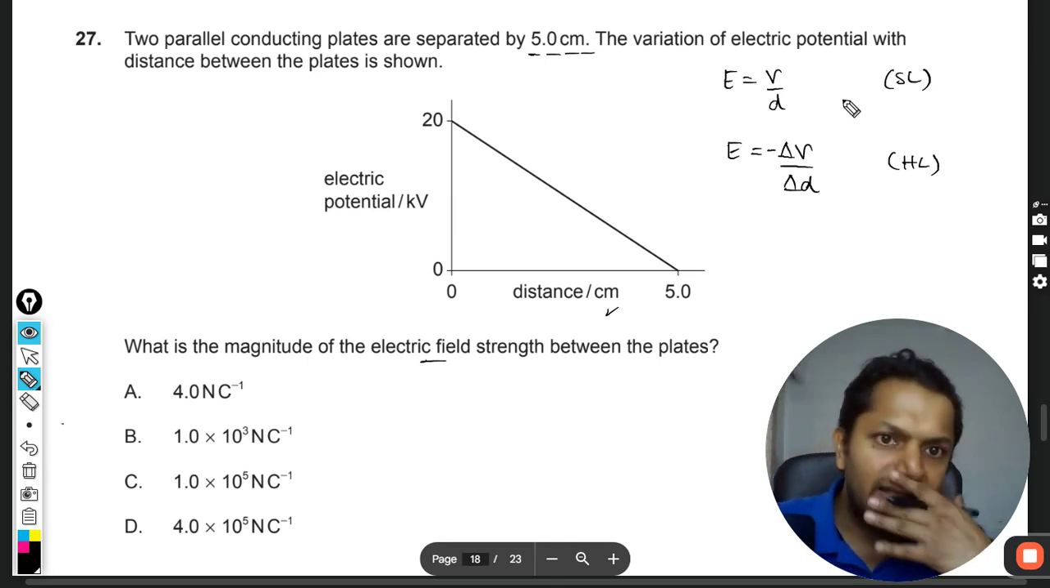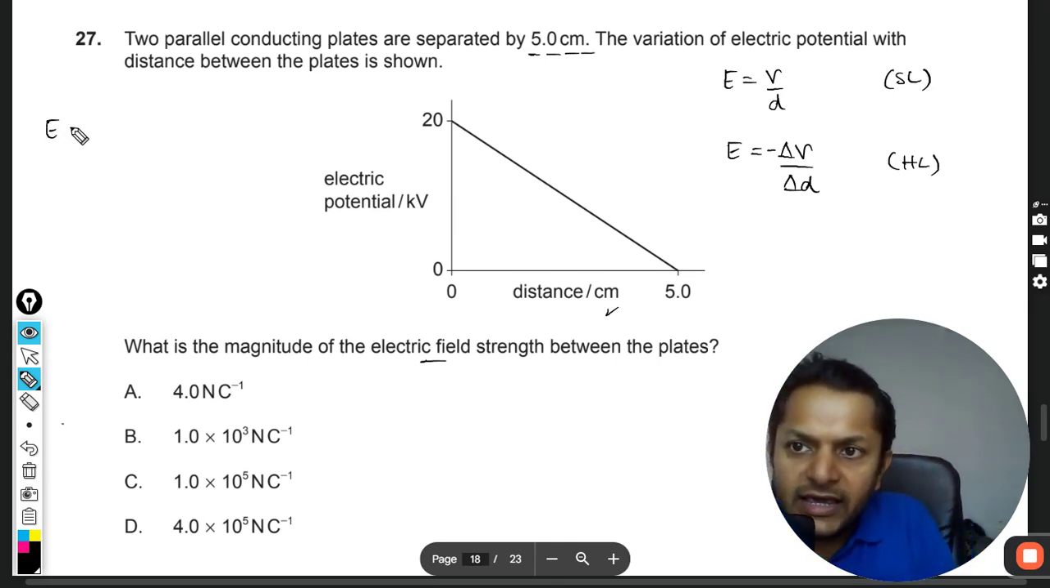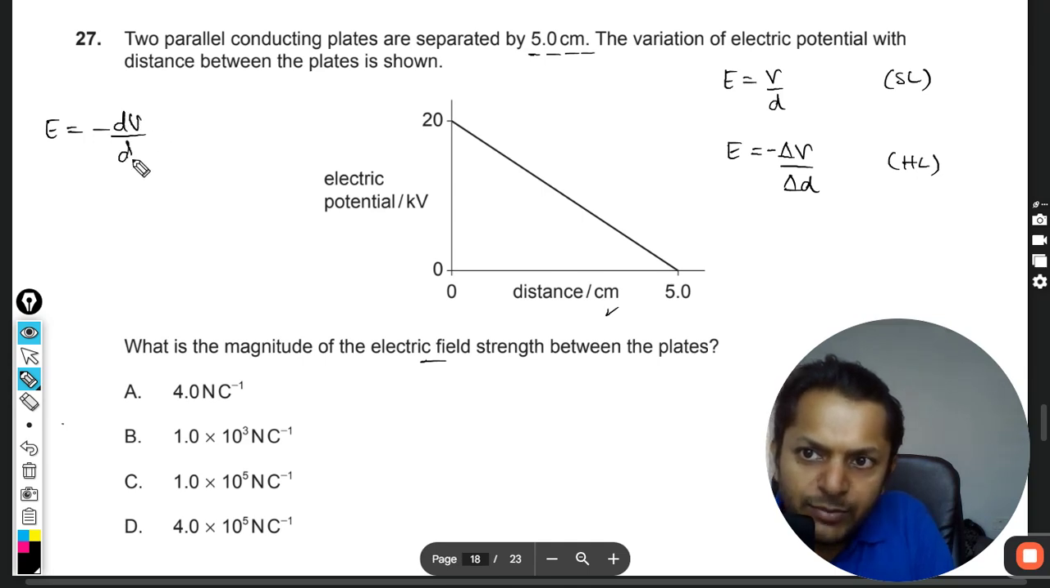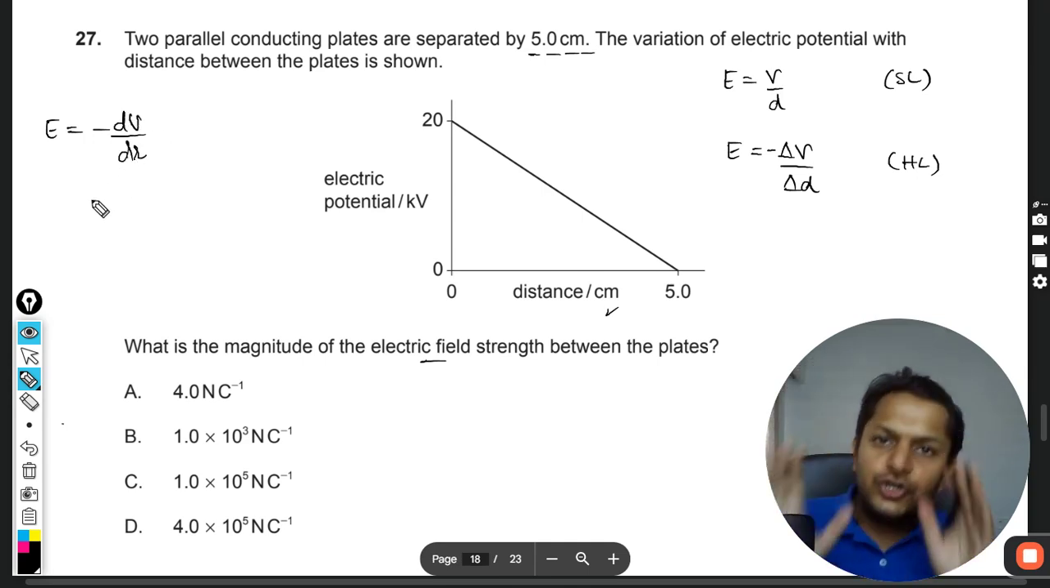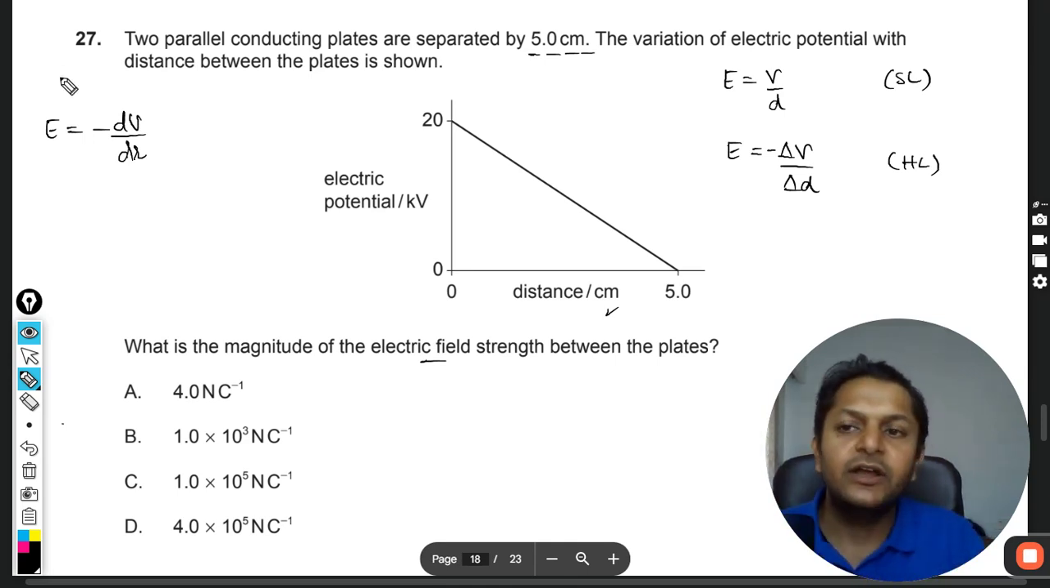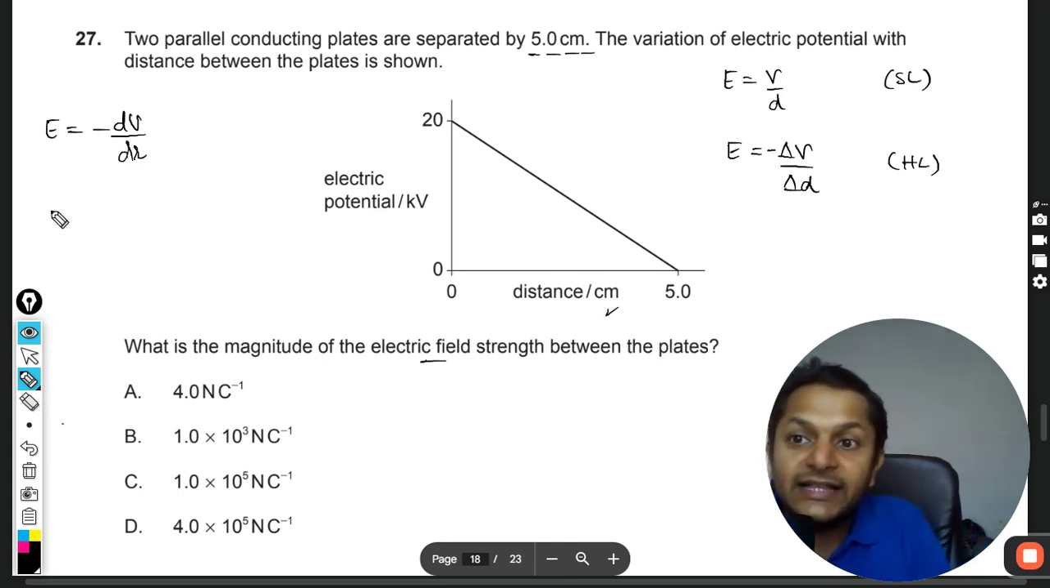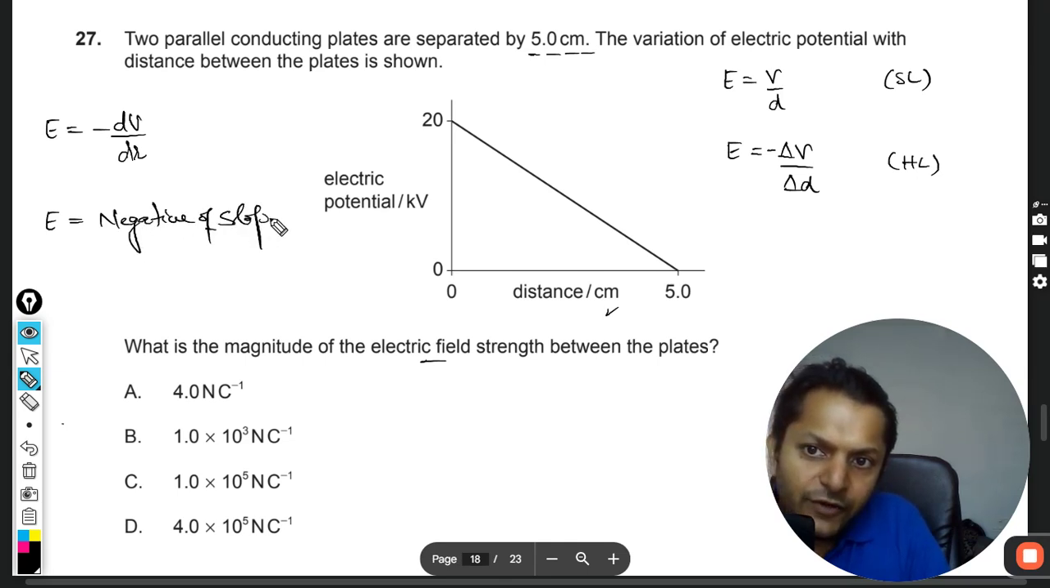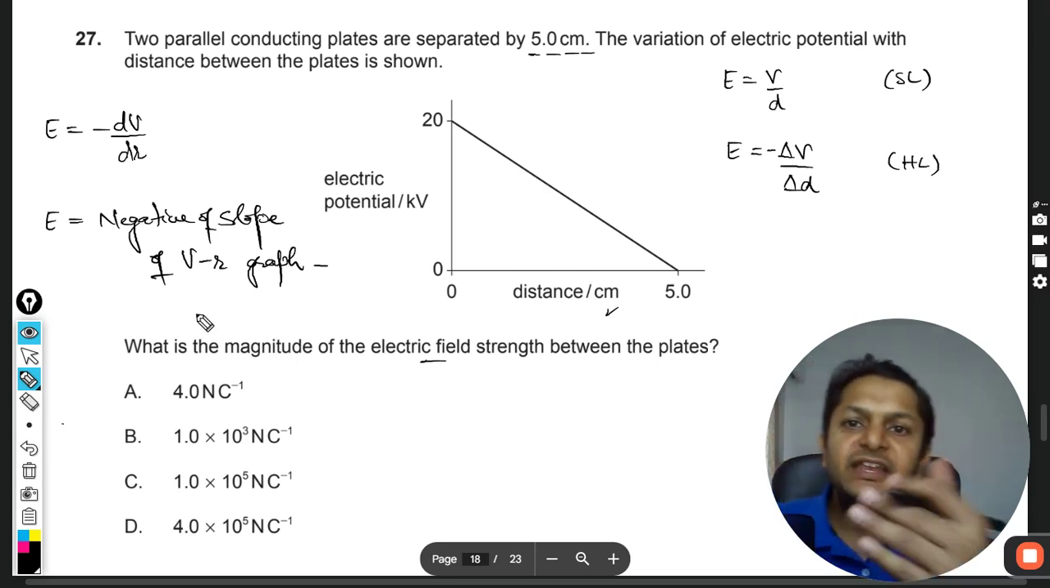But what is the formula and the concept that we are going to use here? E is equal to negative of dV by dr. Now, you have done a bit of calculus in your Maths AA HL, so you already know what I have written there. I can say that the electric field intensity is equal to the negative of the slope of the V-r graph or V-d graph.